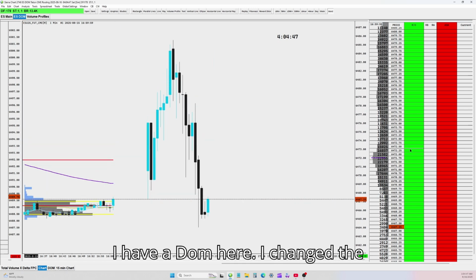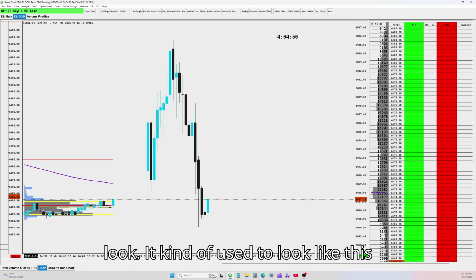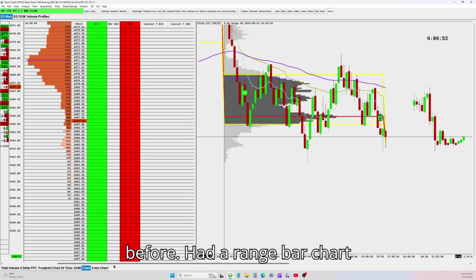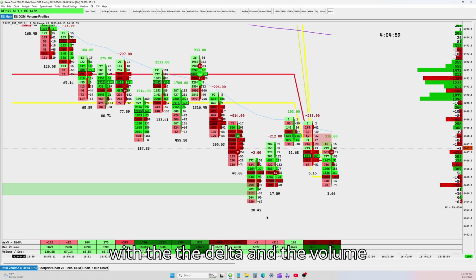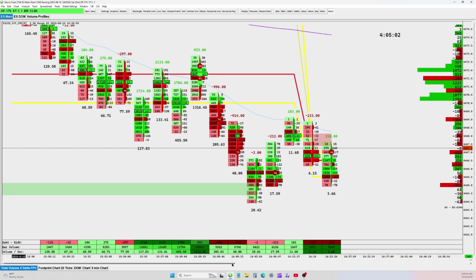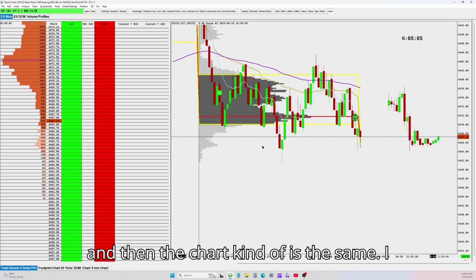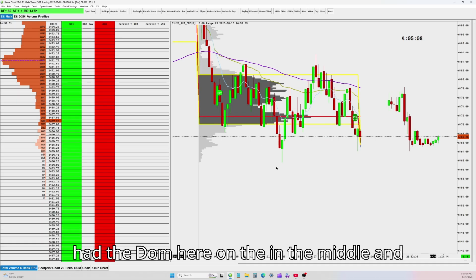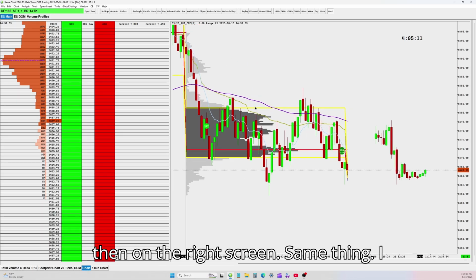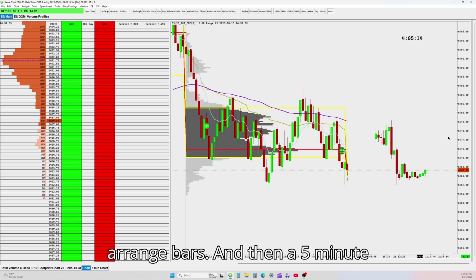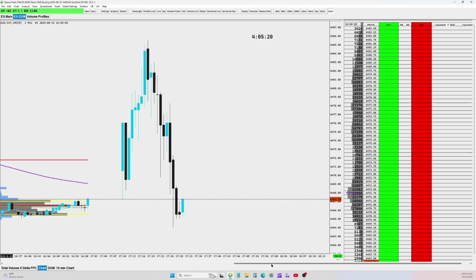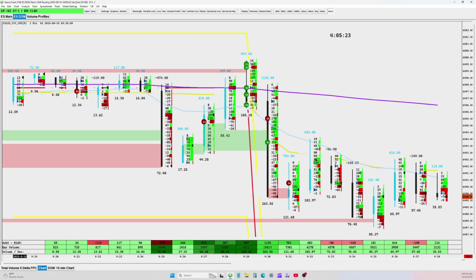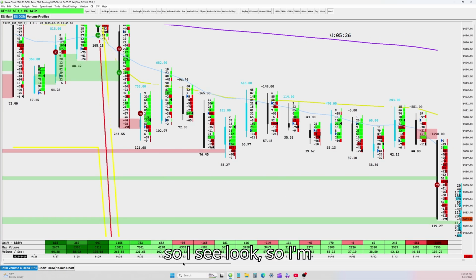And I have a DOM here. I changed the look. It used to look like this before. I had a range bar chart with the delta and the volume, and then the chart is kind of the same. I had the DOM in the middle, and on the right screen, same thing, range bars, and then a 5 minute overlay. But I changed it up.